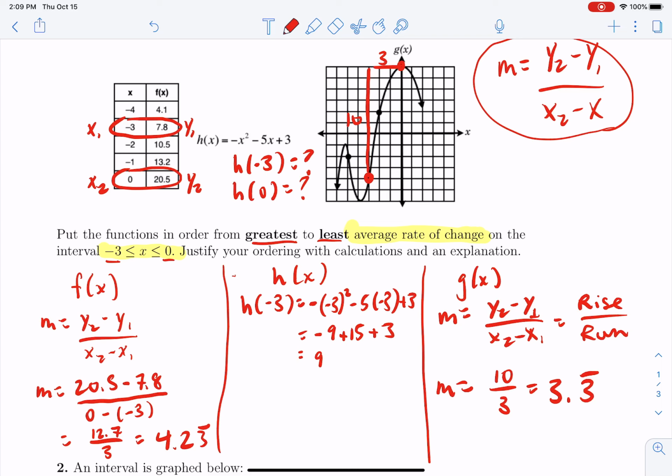Okay, so that's h of negative 3. I'm just going to erase my work here so I don't run out of space. So h of negative 3 is 9. Now you can always use a calculator to do that.